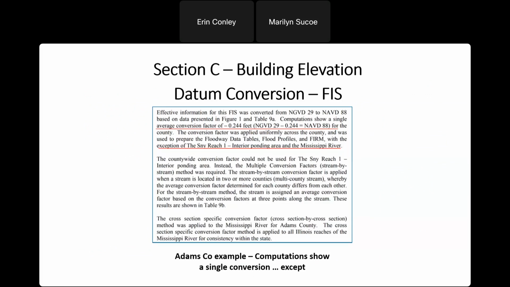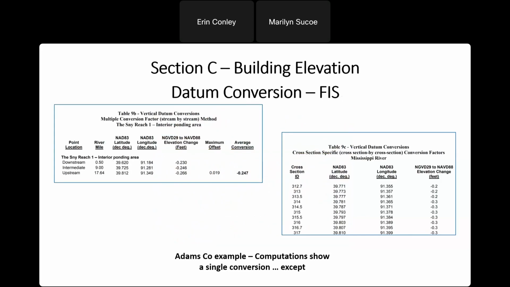And here's just an example from Adams County. And it varied depending on what waterway you were using. And I believe Lake County, McHenry counties, many of those counties also have similar different conversion factors based on waterways. So here's again that example from Adams County and the tables you would see for the vertical data conversions.